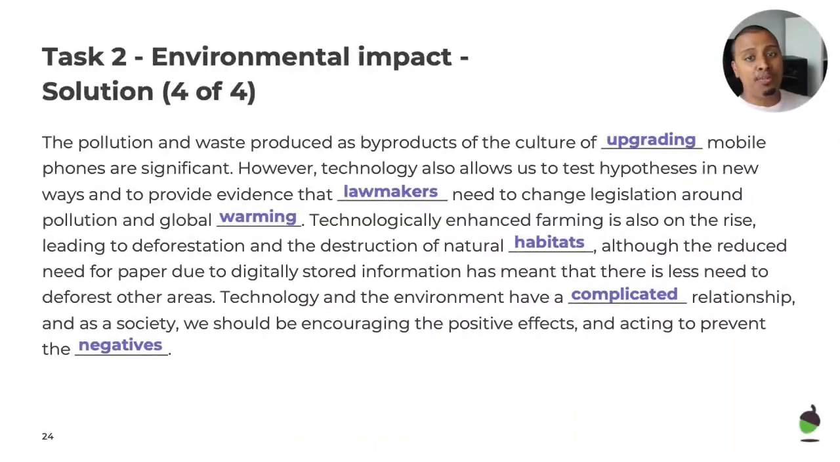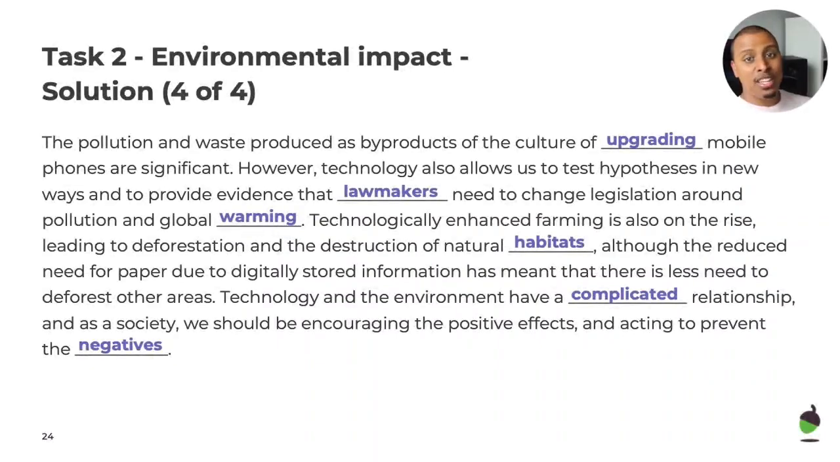The pollution and waste produced as byproducts of the culture of upgrading mobile phones are significant. However, technology also allows us to test hypotheses in new ways and to provide evidence that lawmakers need to change legislation around pollution and global warming.